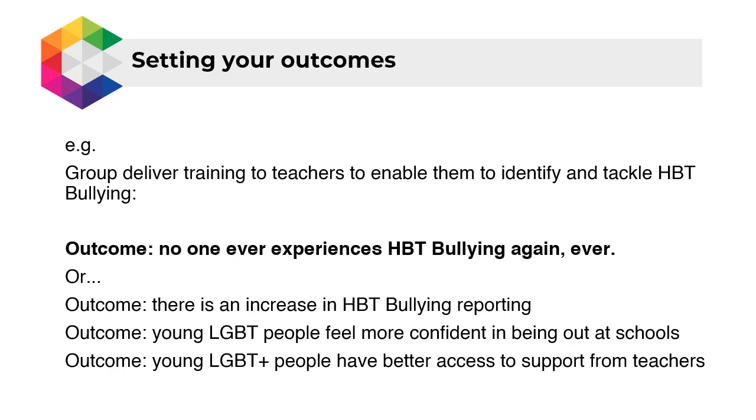So I've put some more maybe realistic and achievable outcomes below. So one outcome could be that there is an increase in HBT bullying because actually young LGBT people are recognising HBT bullying and are not afraid to report it. Another outcome could be that young LGBT people feel more confident in being out at schools. Another one could be that young LGBT people have better access to support from teachers. And another one could be that actually through the work, more teachers are able to feel out, which offers a real clear role model to young LGBT people. So all of those things are a bit more measurable and they're a bit more achievable. And it's important to have both of those things when setting your outcomes in mind.